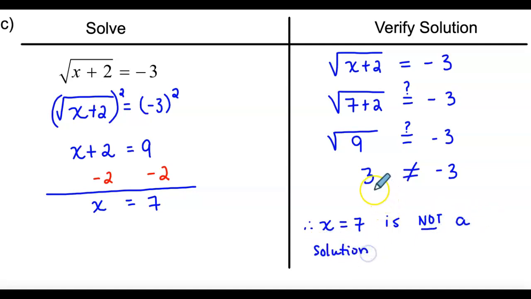Because, of course, 3 does not equal negative 3. When we tested the value 7, we realized it actually does not work. So 7 is not a solution.